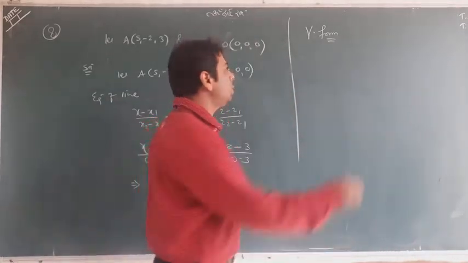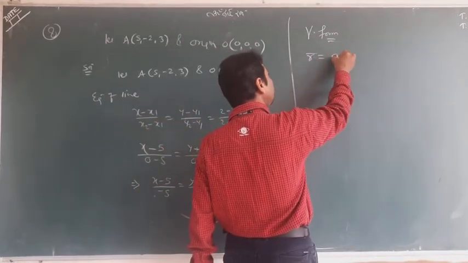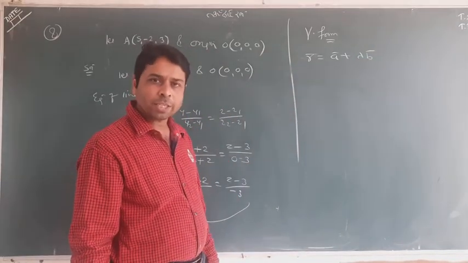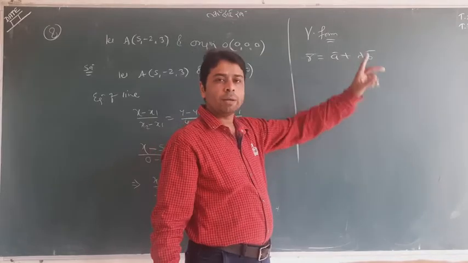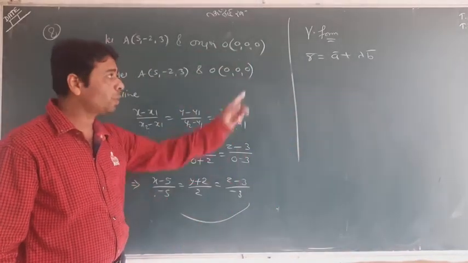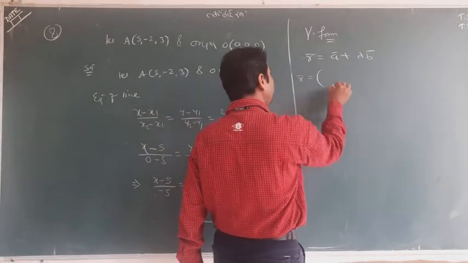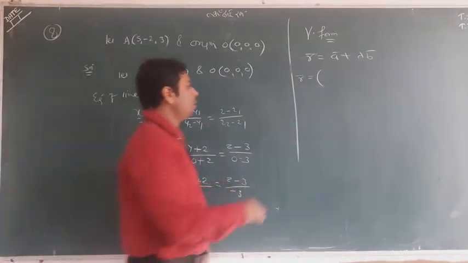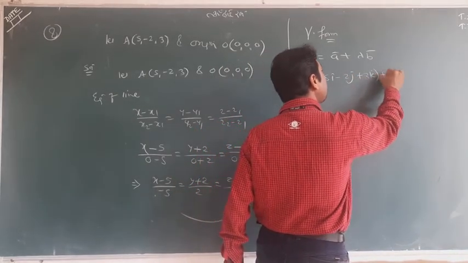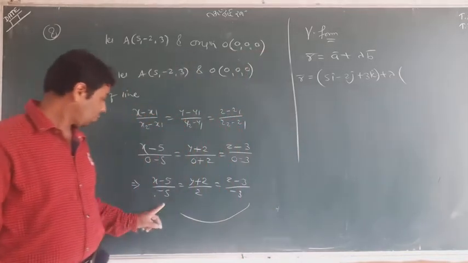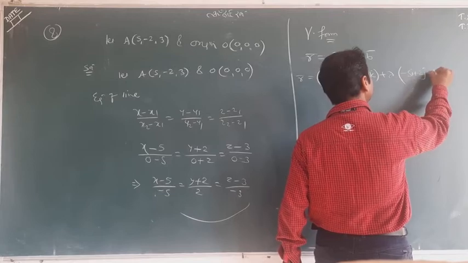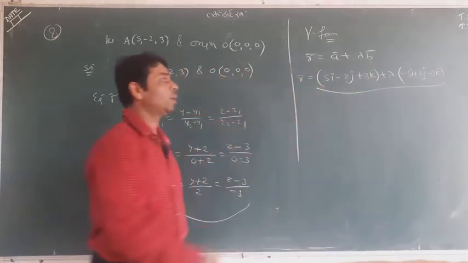How can we convert to the vector form? r = a + λb. This is the final vector form. A means the point through which the line passes, (5, -2, 3). So r = a will be (5, -2, 3) + λ, and what is b? The ratio: 5 minus 5, 2 minus 3... minus 5, 2 minus 3. You got an answer: r = a + λb.